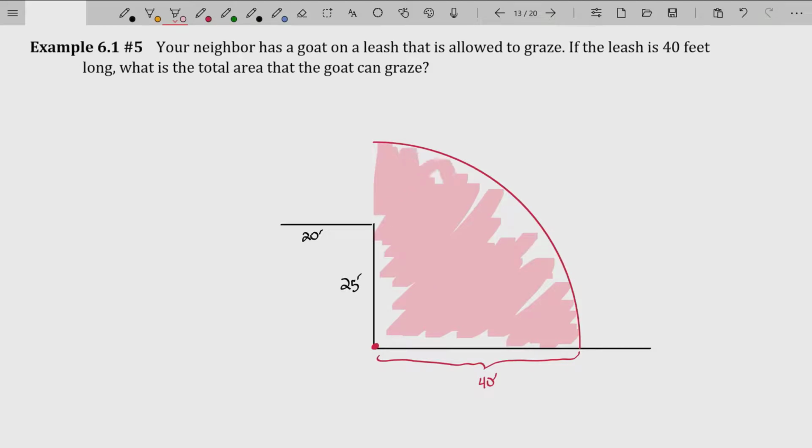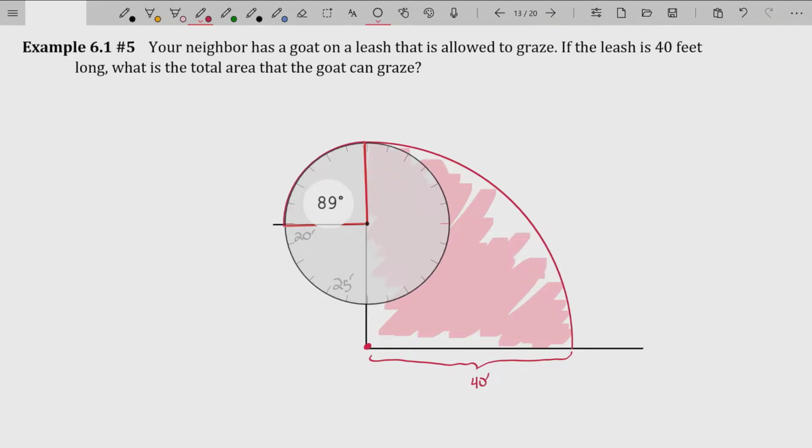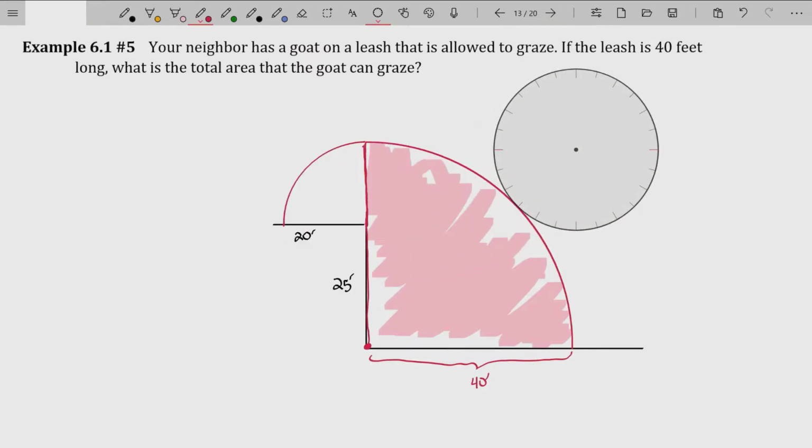However, once it reaches this corner, it no longer has a 40-foot leash at this moment. It only has 40 minus 25 left to eat in this area right here. And so 40 minus 25 is 15. So it has a 15-foot leash on that little sector right there. Just to showcase what I'm doing, once that leash goes all the way up here, there's the 40-foot section of it. But if the goat starts walking in this region, well, 25 feet of the leash is taken, so it can only go an extra 15 feet over here. But then it can always graze this entire region over here. So there we go. We want to know, what is that total area it can graze?